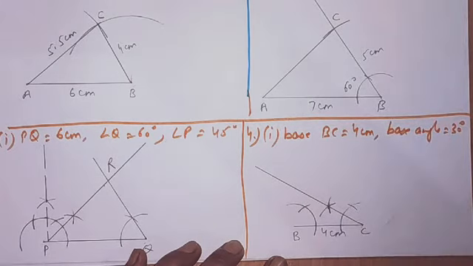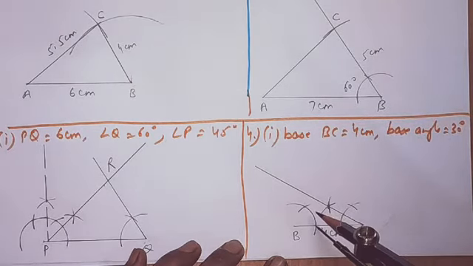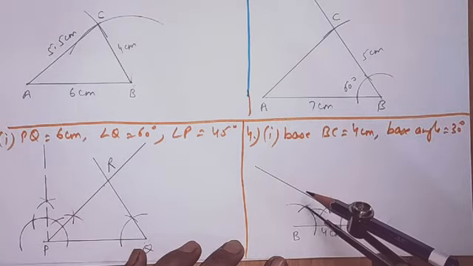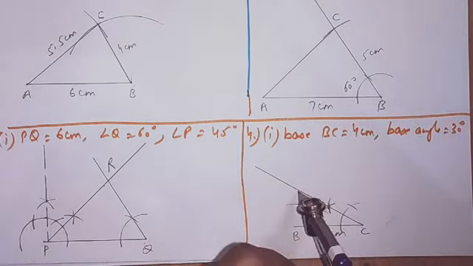So this is 60 degree. Now to construct the half of 60, one here and one from here.